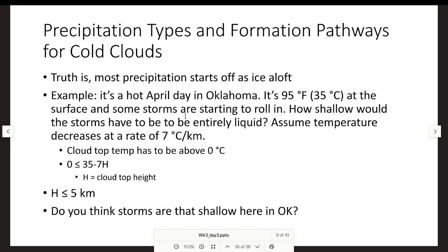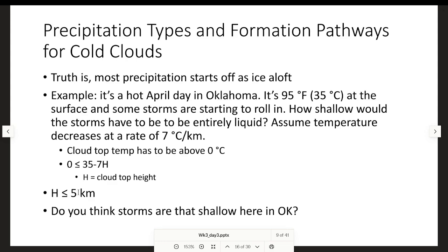So, let's see what they did. The cloud top temperature had to be above 0 degrees Celsius. Okay, I see what they did. I don't want you to have to worry about this. This is a summer class where we are trying to have fun. But long story short, the height is less than 5 kilometers.